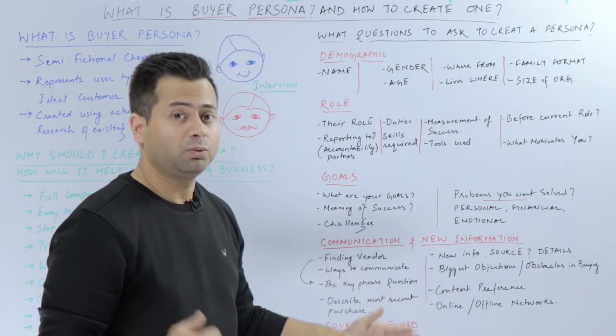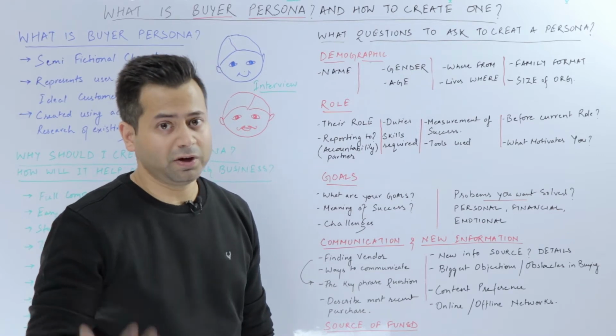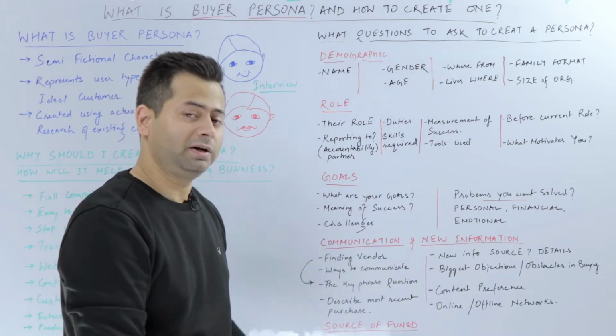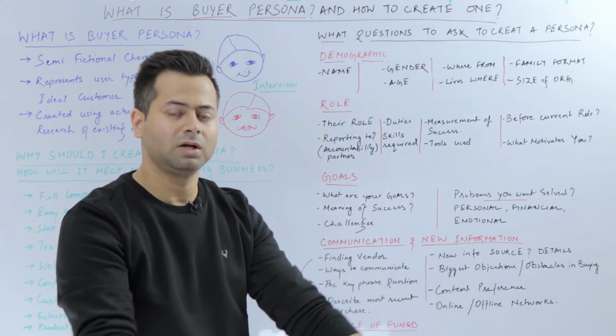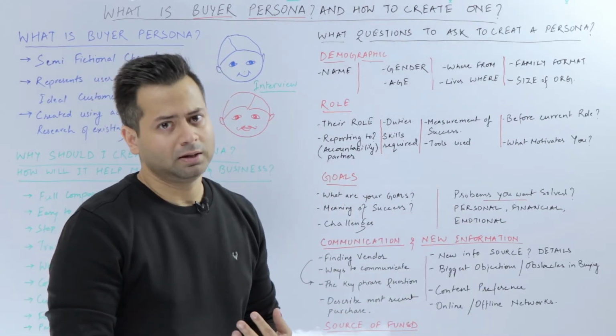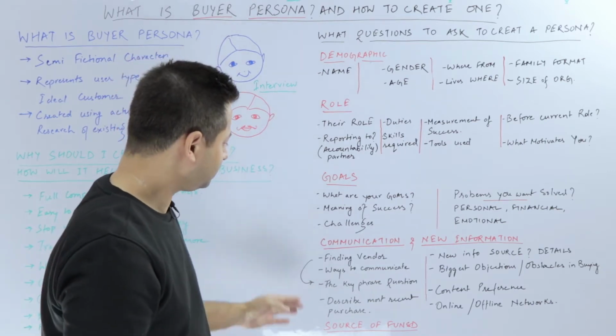Ways to communicate. What are the ways they like to communicate with the vendors? Is it over the phone, face to face? They want to call the vendor to their office, or they want to go to their shop or their office? How do they want to communicate? This is very important for us in order to give them a proper service.